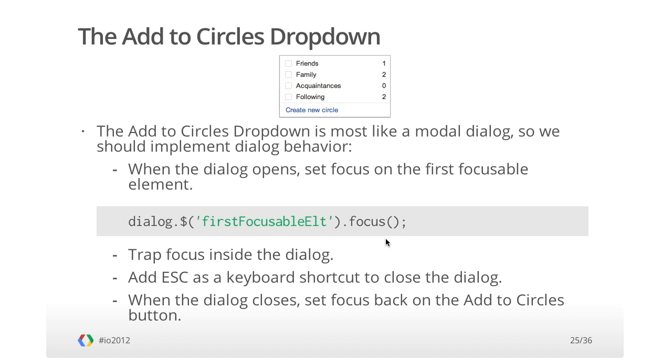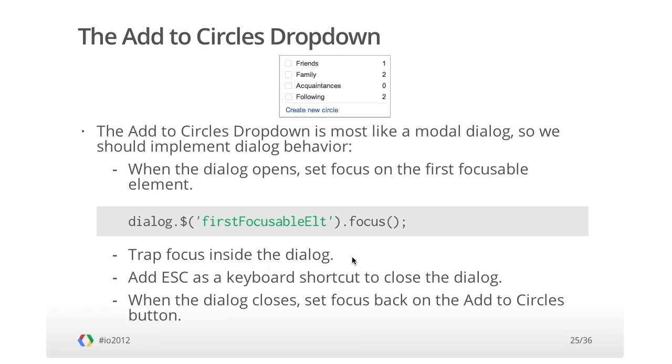The next thing that you want to do is trap focus inside the dialog. You don't want the person to accidentally fall out and not know where they are on the page. We also added Escape as a keyboard shortcut, because that's something that's commonly found in native dialogs. Then, another important thing to remember: when the dialog closes, we wanted to set focus back onto the Add to Circles widget, instead of dropping it on the floor.